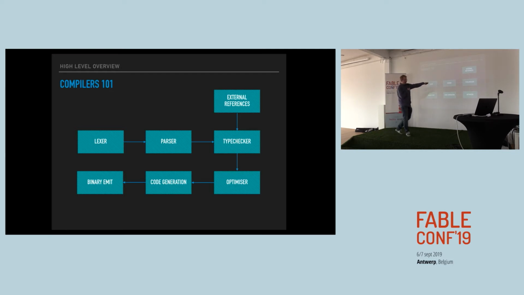So parser produces abstract syntax tree that is somehow connected to the structure of code. Well, in a bigger way connected, better connected to the structure of code. Type checker and typed abstract syntax tree is abstract, really abstract. Then we have optimizer, code generation, binary emit.